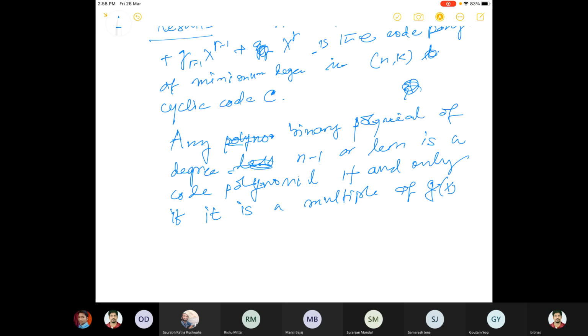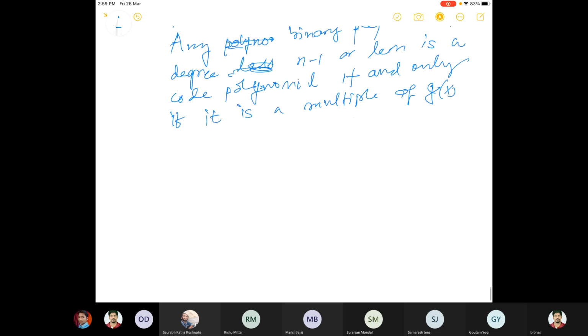The catch is, how do I know what is the minimal degree? We need to find that later. But if I know somehow that there is a polynomial and the minimum degree of the polynomial is that one, you know the polynomial, and all the other code polynomials can be obtained as a multiple of that polynomial. This is a big theorem. So let us prove this.